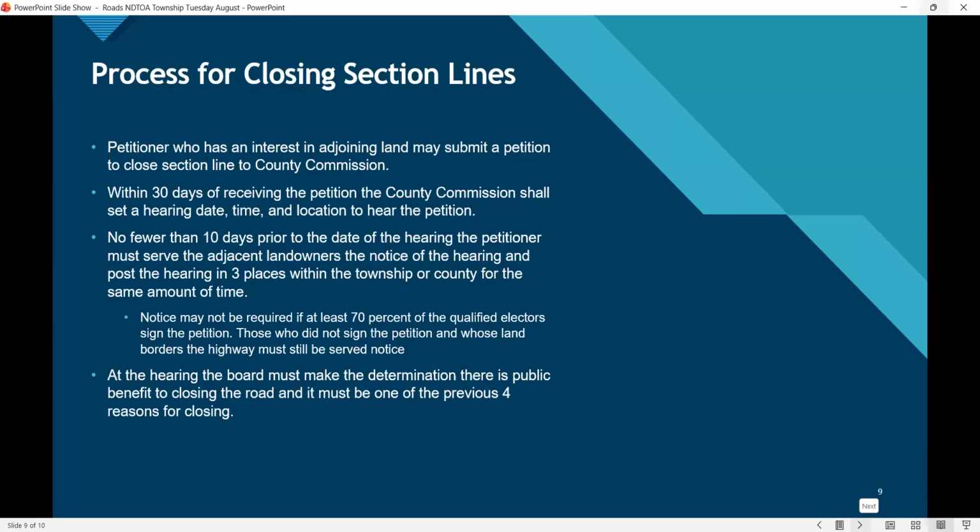So it isn't such an easy process. The board actually, there is no avenue for the board to close a section line itself. The law requires that a petitioner who is an adjacent landowner petition the commission to close the section line. It's not a simple process, and it's intentionally not a simple process because the public deserves the right to travel on these section lines.